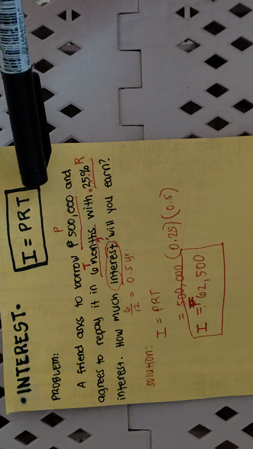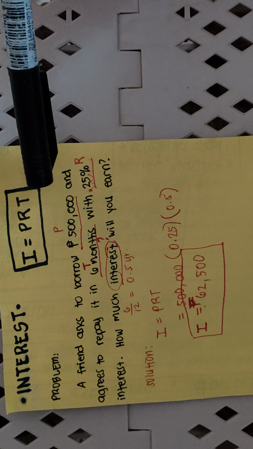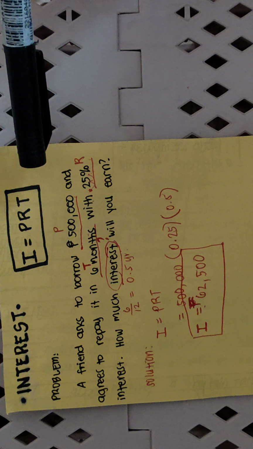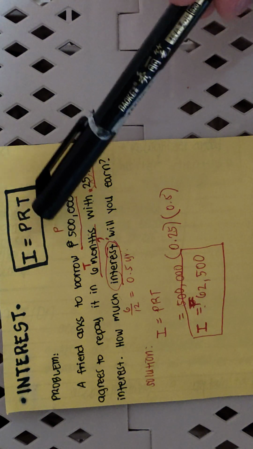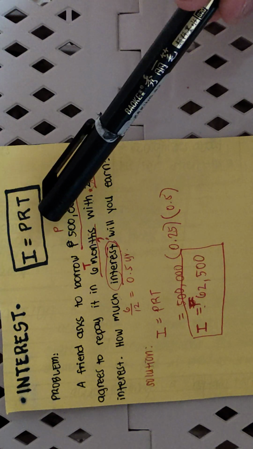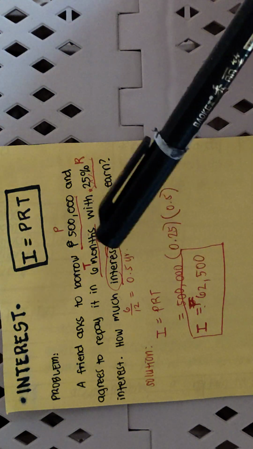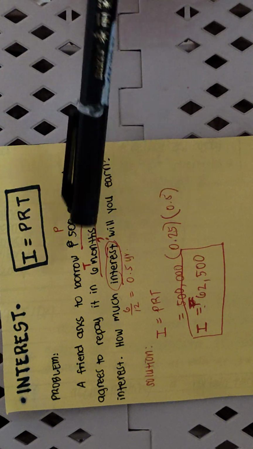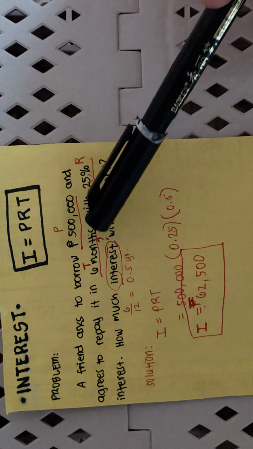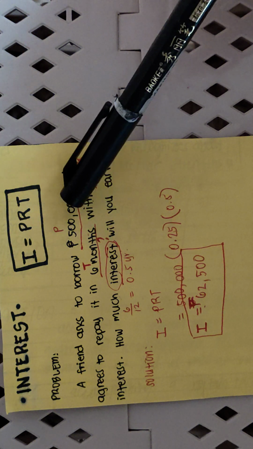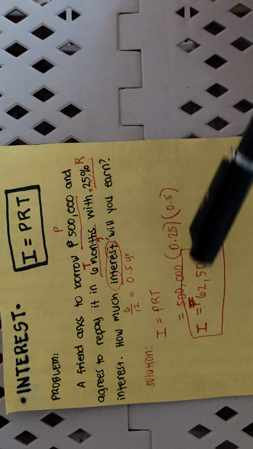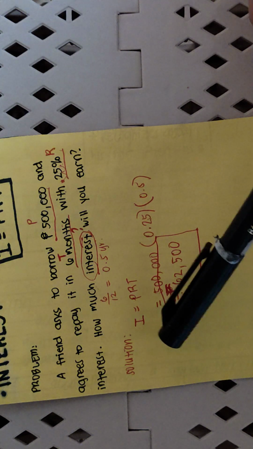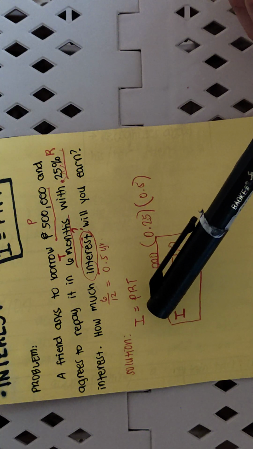And as you can see up here, I've already written the formula on how to find the interest. So PRT. P times R times T, or principal value times rate times time. And in the given word problem, I've already labeled the 3. 500,000 pesos is the principal value, 6 months is the time, and 25% is the rate. And down here, solution. Let's copy first the formula.